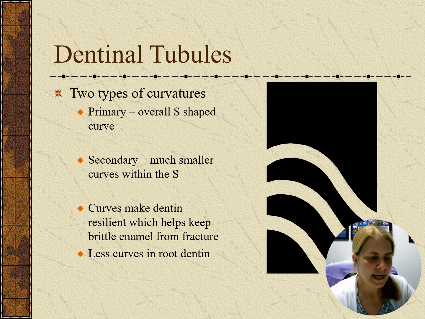In primary dentin, which is the major component that forms the body of the tooth, there's an overall S-shaped curve within the dentin tubules. In the secondary dentin, which forms throughout life and is closer to the pulp, there are much smaller curves within the S. The curves make the dentin resilient and supportive to help keep the brittle enamel from fracturing. There are fewer curves in the root dentin of a tooth.